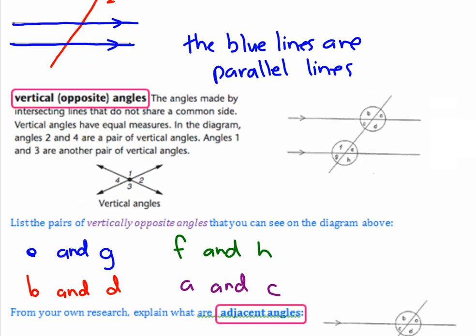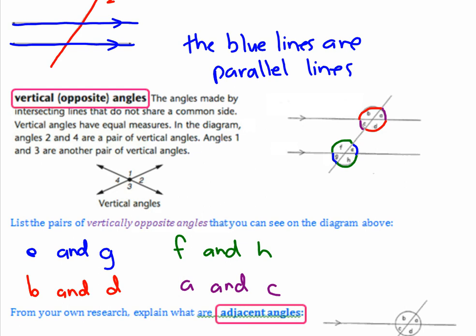Okay, so we've got E and G, so let's colour code those in blue. So E and G are equal in size, and they're vertically opposite each other. That's the reason why they're equal in size. F and H, let's colour code those with green or whatever colour you want. Those F and H are vertically opposite and they're equal because they're vertically opposite. B and D are vertically opposite and they're equal in size. And also A and C are vertically opposite and equal in size. So we've colour coded those angles.